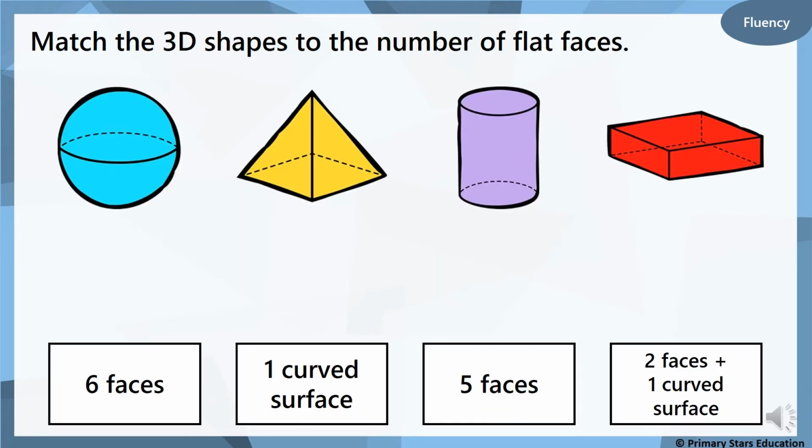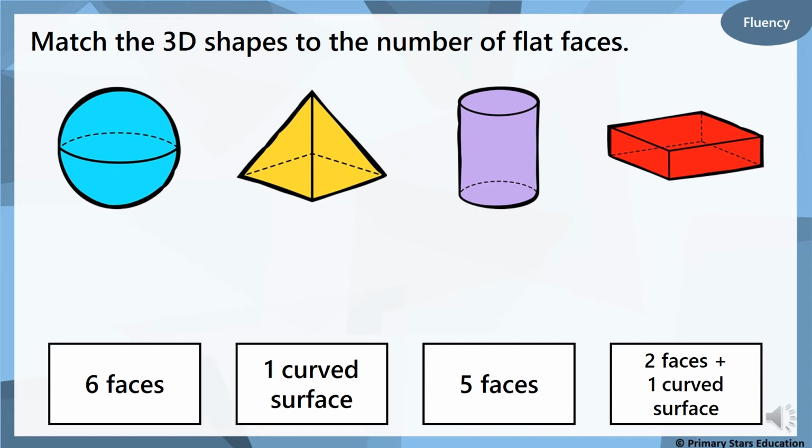Okay, now your job is to match the 3D shapes to the number of the flat faces. So at the top you've got 4 shapes. You have got a sphere, a pyramid, a cylinder and a cuboid. And at the bottom you have got 6 faces, 1 curved surface, 5 faces, I can't count today, 2 faces and 1 curved surface. So let's see if you can match those up properly. You can pause it now if you want to try and work it out at home.